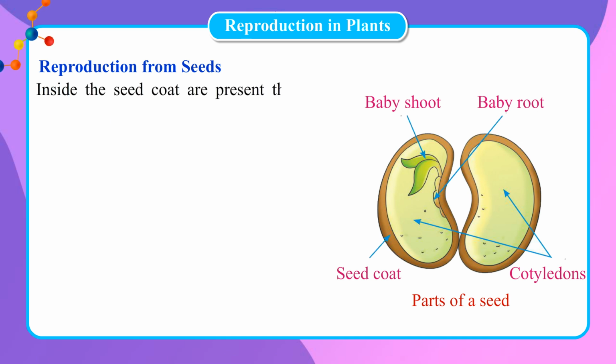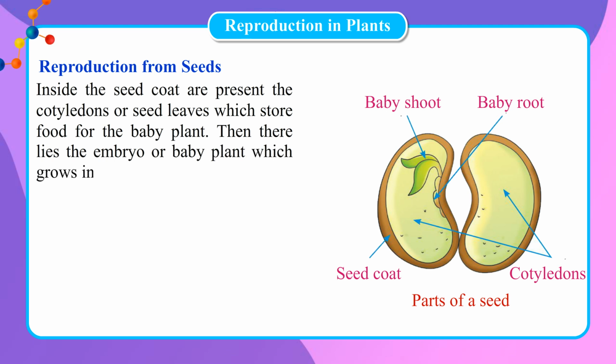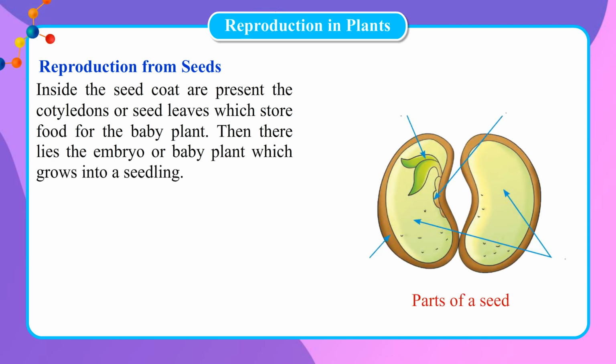Inside the seed coat are present the cotyledons or seed leaves, which store food for the baby plant. Then there lies the embryo or baby plant, which grows into a seedling. Parts of a seed: baby shoot, baby root, seed coat, cotyledons.